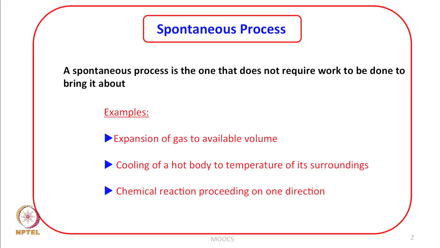If you talk about the reverse, the compression of a gas, when you compress a gas, work has to be done. It is not spontaneous. When you need to warm up a cup of tea, it has to be put in a microwave oven or it has to be put on a stove. It doesn't happen spontaneously. Work has to be done. And chemical reactions such as the electrolysis of water will not happen automatically, some work will have to be done. So these are the examples of non-spontaneous processes.